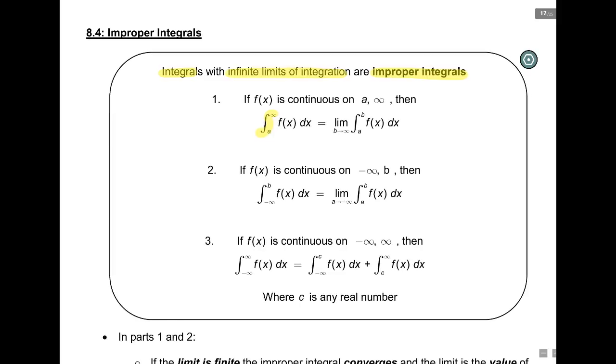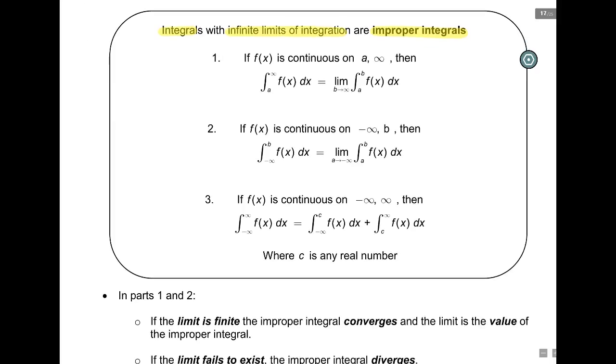What we do is we basically change that to a limit as b approaches infinity, and then we evaluate the integral from a to b of f of x dx. Next, what if it's continuous from negative infinity to b? Then we replace this lower bound. So we write the limit as a approaches negative infinity, and we replace that lower bound with a, so we can evaluate the integral from a to b.